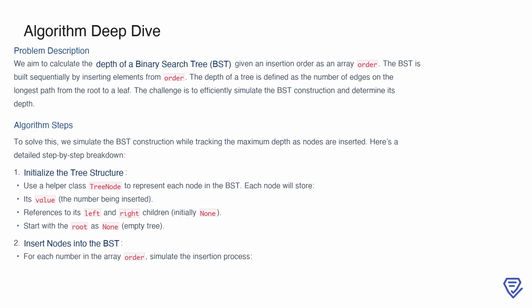The process begins by initializing the tree structure, where we use a helper class called TreeNode to represent each node. Each node will store its value and references to its left and right children, which are initially set to None. At the start, the tree is empty, so the root is set to None. From there, we insert nodes one by one from the array order, following the standard rules of BST insertion.